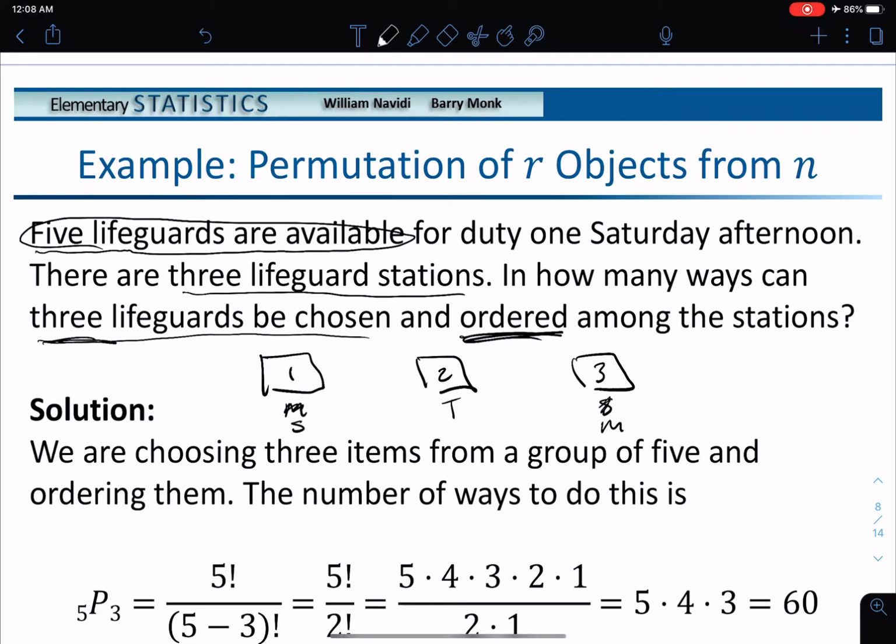So I'm still using the same guys. But would you say that's a different thing that we have to count? Does order matter here? And the answer is yes. If Mike is on station 1 and Steve's on station 3, it's different if Steve's on station 1 and Mike's on station 3, right? If you flip them around, we'd want to count that because that's a different situation. So this is definitely a permutation where order does matter.